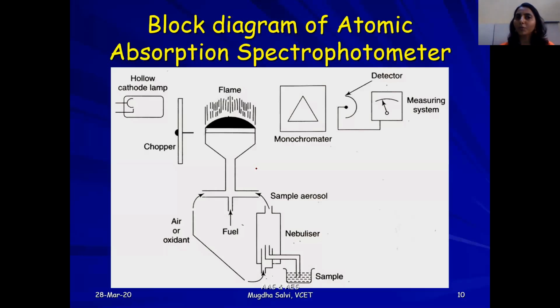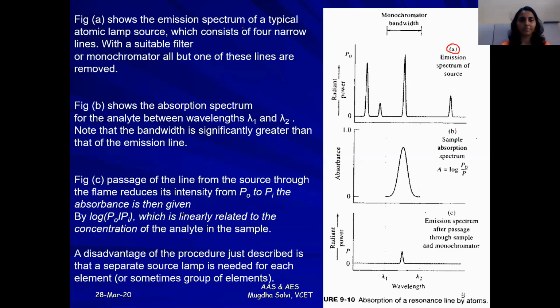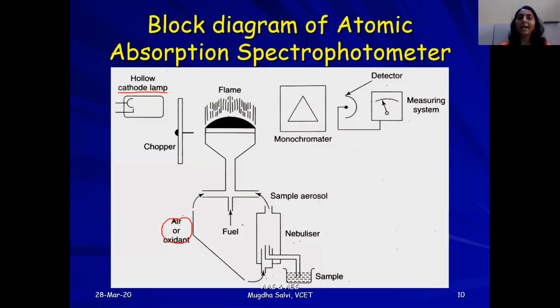So this is the block diagram of atomic absorption spectrometry. From the exam point of view, this diagram is sufficient for your exams. If you are asked to explain atomic absorption spectrometer, you can draw this diagram and explain it in detail. So in the diagram, we can see that we have the source, that is the hollow cathode lamp. Then you have a chopper so that it will pass the light to the flame alternately. Then you have the flame. Now if you see below the flame here, what you have is air.